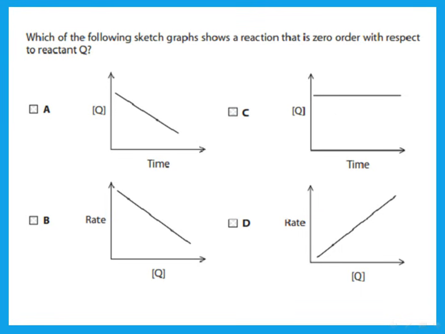Another question: which of the following graphs shows a reaction that is zero order with respect to Q? That means if I change Q, the rate is constant. So it's not C. C says the concentration of Q remains constant. No, we want to change the concentration of Q, but we don't want it to affect the rate. So that is my first graph here.